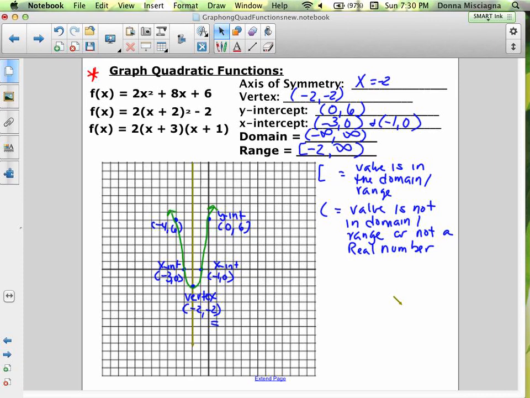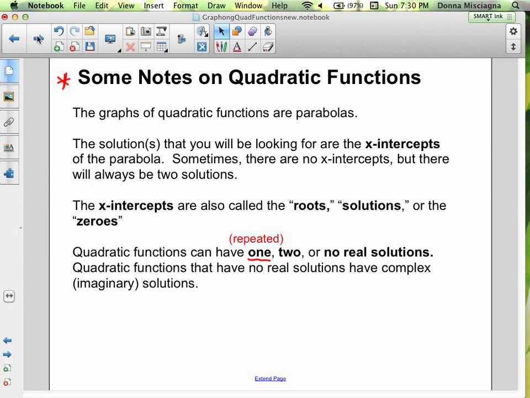All right, one last slide I want to look at. So some notes on quadratic functions. The graphs of quadratic functions are parabolas. The solutions that you'll be looking for are the x-intercepts of the parabola. Sometimes there are no x-intercepts, but there will always be 2 solutions. The x-intercepts are also called the roots, the solutions, or the zeros. Quadratic functions can have 1, 2, or no real solutions.